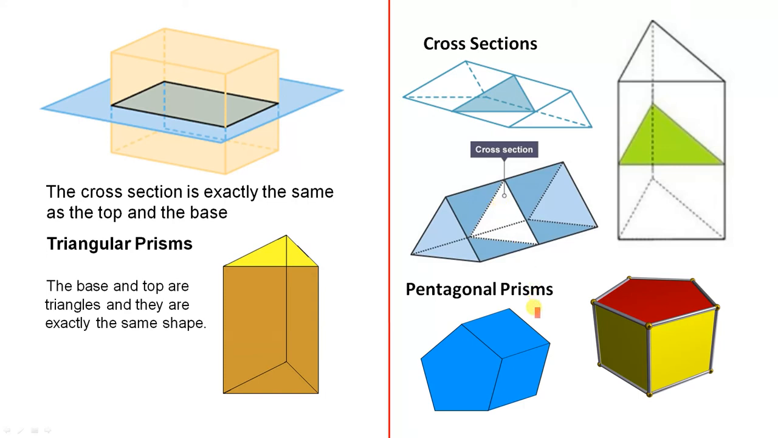The pentagonal prisms, so they're pentagons, see, because they're five-sided figures, and that's why they're called the pentagonal prism. And if you slice those again, parallel to those two faces there and parallel to the top and the bottom, then the section that you slice is exactly the same shape.